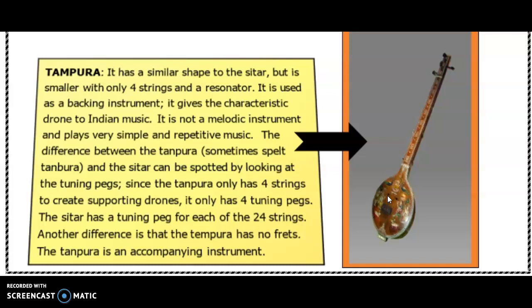The difference between the tampura, and sometimes spelled tambura, and the sitar can be spotted by looking at the tuning pegs. I only see 4 tuning pegs there because I only have 4 strings.